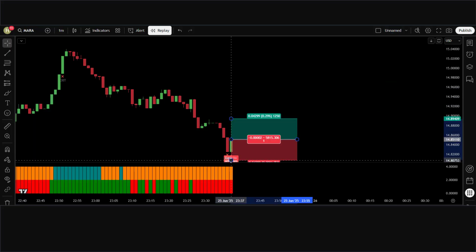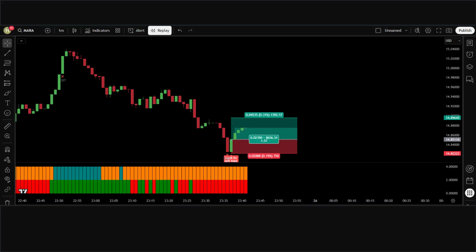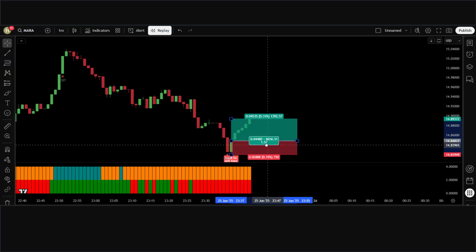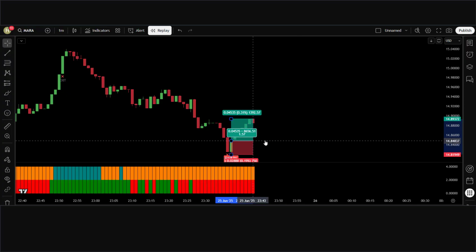Our stop loss will be placed at the current market's lower level, and the risk to reward ratio will be 1:1.5. Let's see what happens to our trade. Our trade is running in profit. We have won the trade. Wait for the next signal.